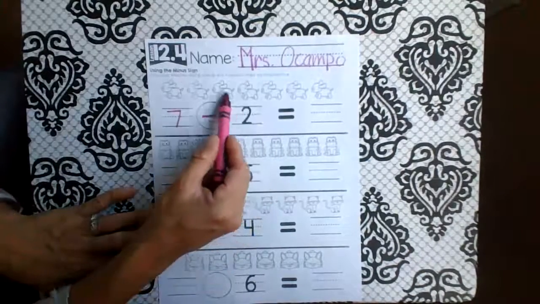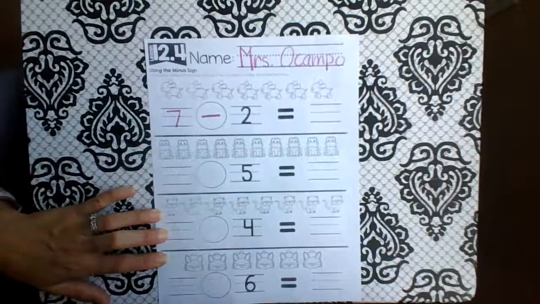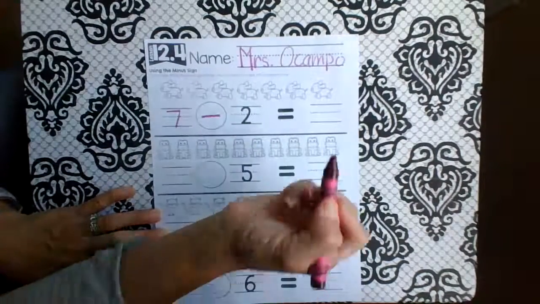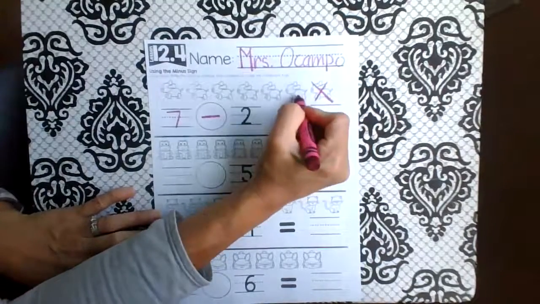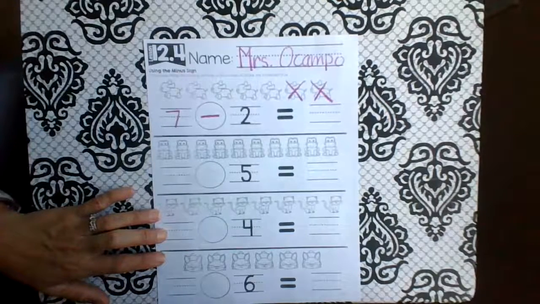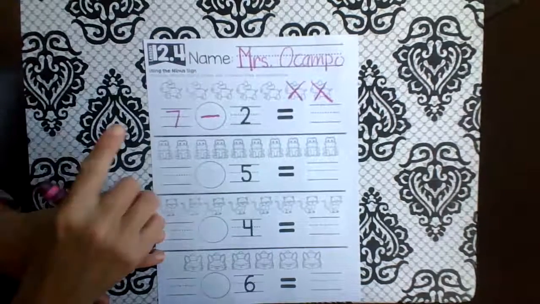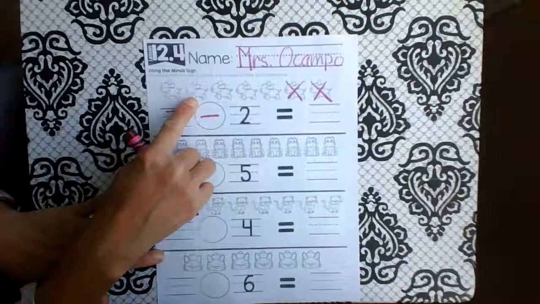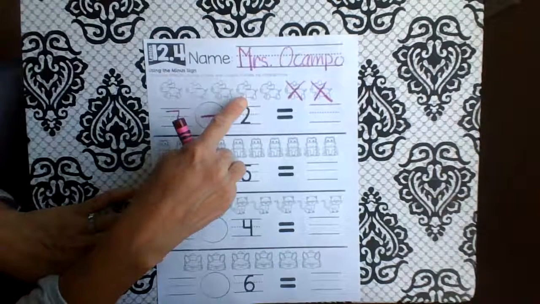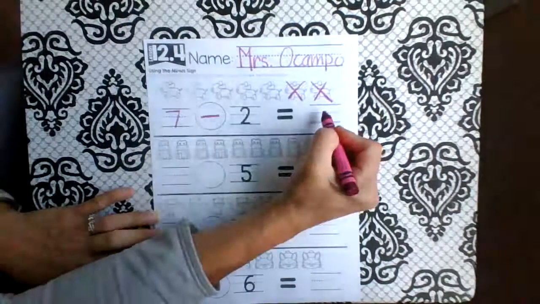That means we are taking 2 away. We are taking them away. So let's go ahead and cross out 2 of those dogs. Okay, now how many are left? Let's count them. 1, 2, 3, 4, 5. 5 are left.